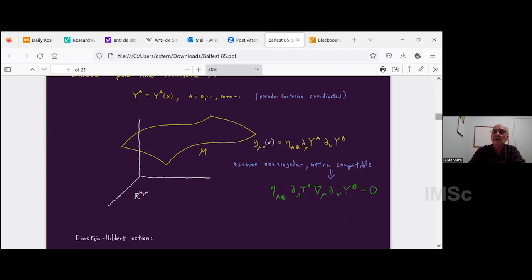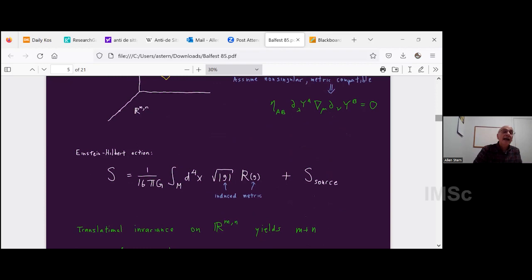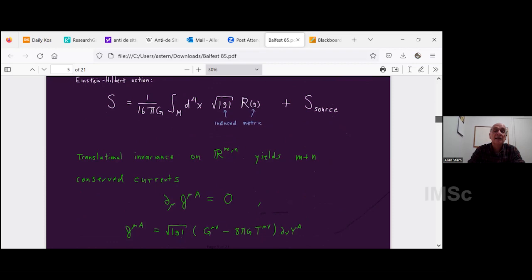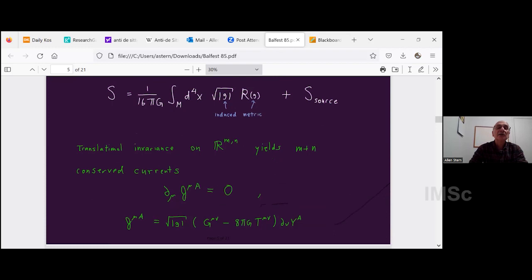Okay, so as I mentioned, the action for this theory is the same as the action for Einstein gravity. It's just the Einstein-Hilbert action. However, here the metric is the induced metric on the surface, and the degrees of freedom are the embedding coordinates. And the translational invariance of the background means that there'll be conserved currents, and these are the equations of motion that you get in this system.